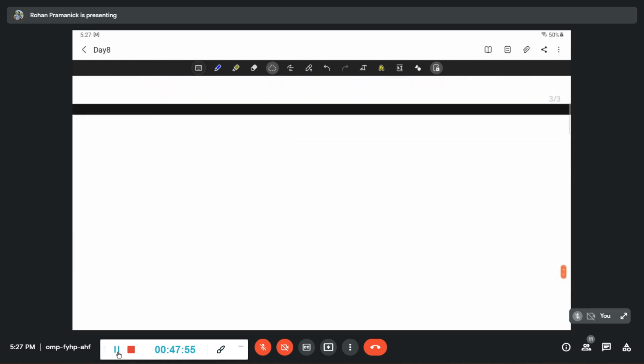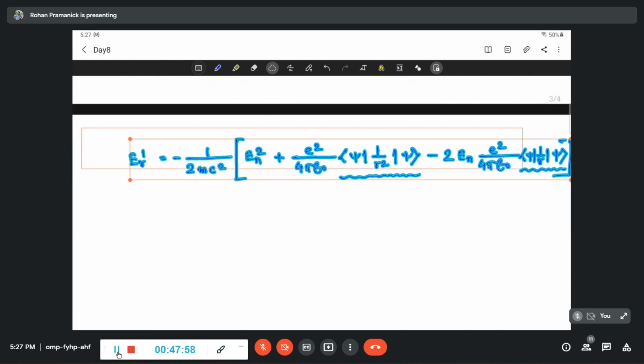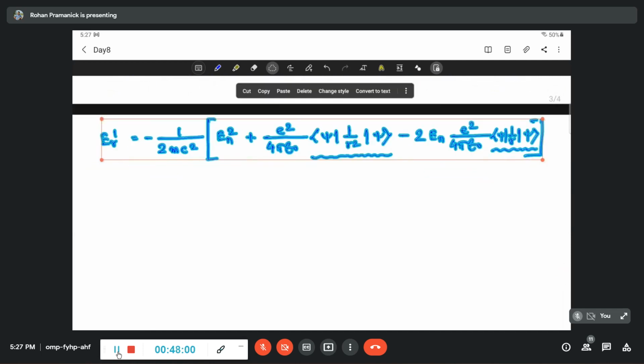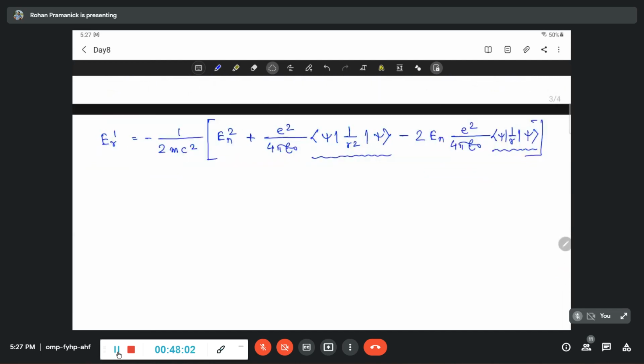And then you can paste here so that you do not make mistakes. Okay, so this you have, what you have? 1 by 2 m c squared, n squared plus e squared. If I mess things up, I will directly just write the answer from the book, so they know what is there.